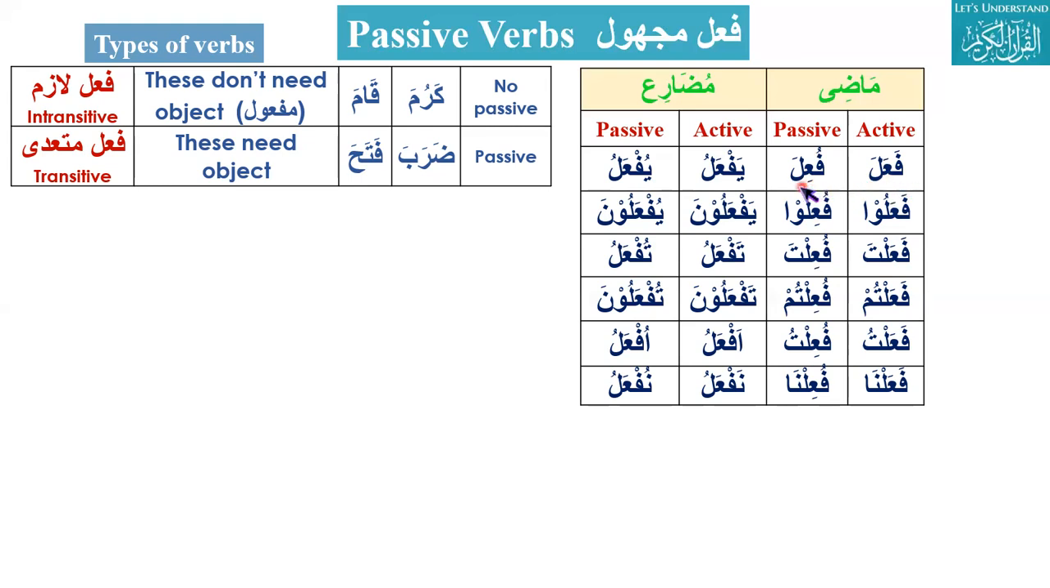So fa'ala will be fu'ila, fa'alu will change into fu'ilu, fa'alta will be fu'ilta, fa'altum will be fu'iltum, fa'altu will be fu'iltu, fa'alna fu'ilna. The second thing is, what is the effect on translation when we change it to passive? Fa'ala, he did; fu'ila means it is done. Fataha, he opened; futiha, it is opened. So this is basically the passive.